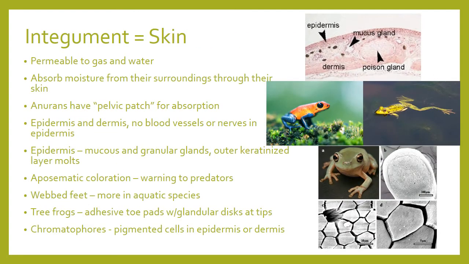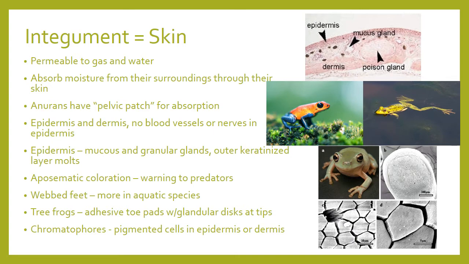So the integument of amphibians is skin, and it's permeable to both gas and water, and so that allows them to bring in gas and water, but it also makes them susceptible to water loss. Amphibians can absorb moisture from their surroundings through their skin, and anurans, remember, the frogs and toads, have a pelvic patch for absorption of moisture. It accounts for just 10% of the surface area of their body, but it accounts for 70% of their moisture absorption.